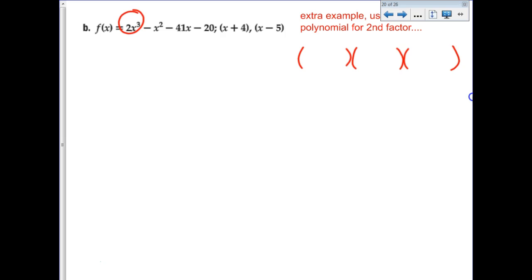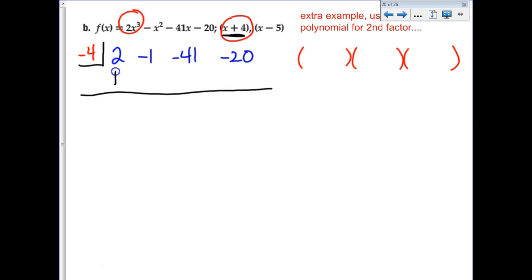All right, let's find out what we have. First clue, it says x plus 4 is totally going to be a factor. So let's set up synthetic division. We're not missing any terms this time. So 2, -1, -41, and -20. Is this one on your notes? Oh man, all right, we'll do it anyways. The solution to that factor though would be a -4. So just watch. Okay, bring down your first term, and let's multiply and add.